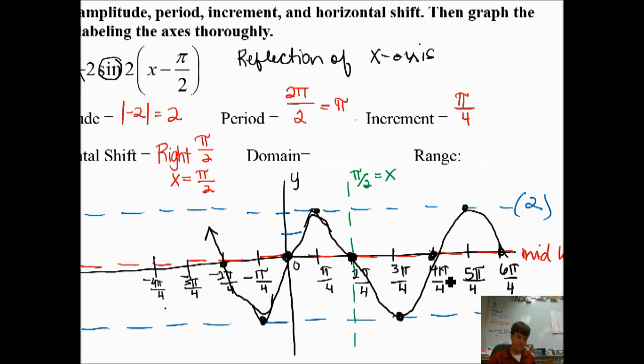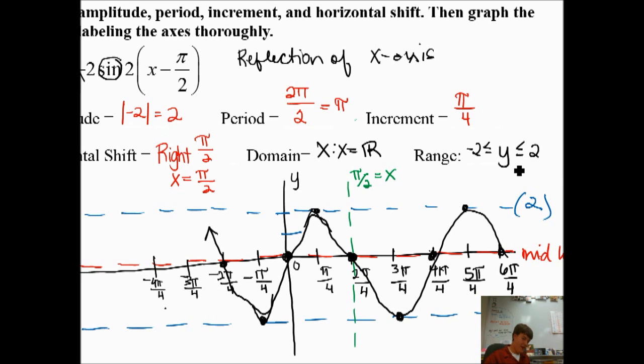All right, so there's 2 cycles. One cycle on the left of the horizontal and one cycle on the right of the horizontal shifting. Now, since the graph is going to hit every single point on the x-axis, the domain is x such that x is equal to all reals, and since it only falls in between 2 and negative 2, y is going to be greater than or equal to negative 2 and less than or equal to 2.